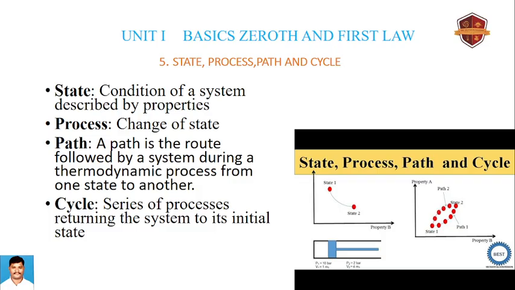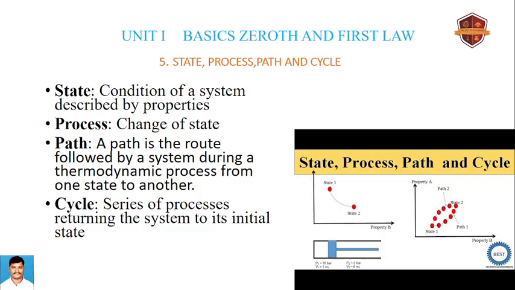Process means a system initially at state 1 changes its properties. After undergoing a process, it reaches state 2. The change between state 1 and state 2 is called a process.